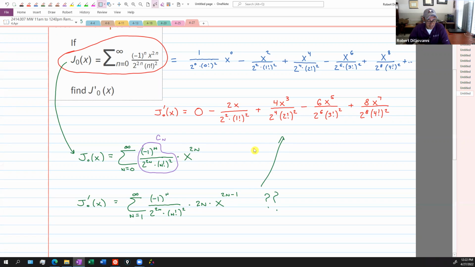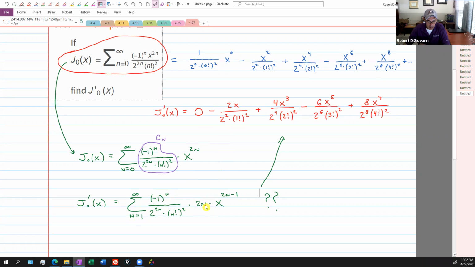How would we check it? Start plugging in values, right? Let's see, if we plug in 1, we'll get a negative, right? Okay, good. This first term's negative. If we plug in 1 here, we get 2 squared. We get 1 factorial squared. Okay, great.